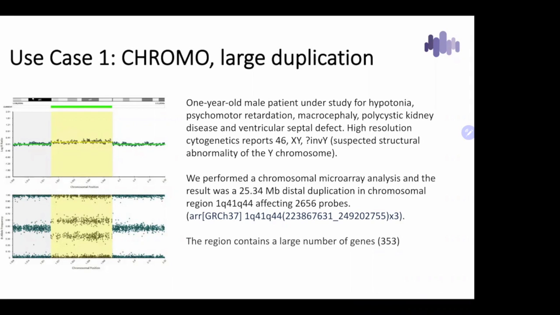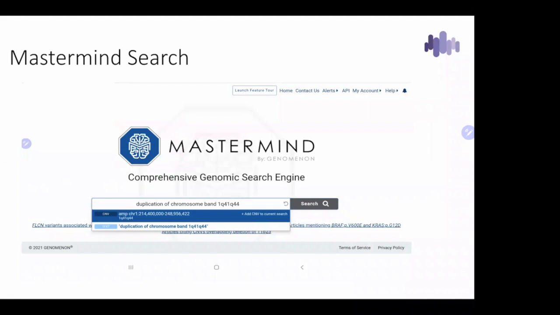We performed a chromosomal microarray analysis, and the result was a 25.3 megabases distal duplication in the chromosomal region in the long arm of chromosome 1, more specifically in the last part. So as it affected the terminal region of the chromosome 1, and this region was big and contained a large number of genes, we didn't hesitate in jumping directly through Mastermind. We used the cytogenetic band, but it's important also to highlight that you could use the genomic coordinates for your search.